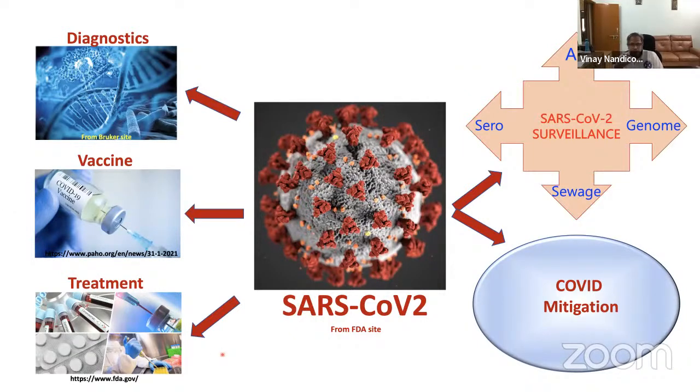In addition to that, if you want to figure out where the new variants are going to emerge, we need to continue to do surveillance. There is air surveillance, sero surveillance, sewage surveillance, and genome surveillance. There are four arms to this. And we have also been involved in COVID mitigation in terms of giving seminars like the one we are giving today.